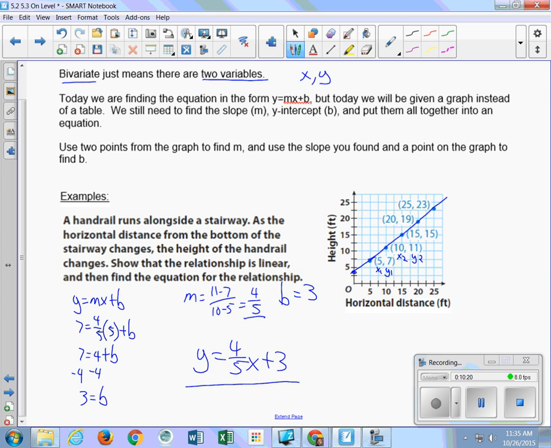Now you can also take the point (5, 7) and subtract your slope. This is y, this is x. So subtract 5 from the 5, which is x, and 4 from the 7, which is the y. Those go with y, those go with x. That's (0, 3).